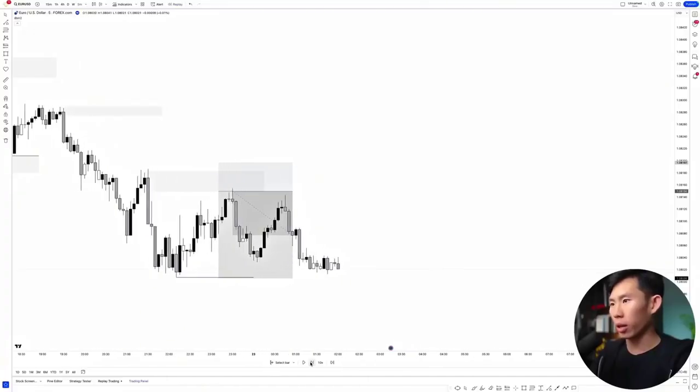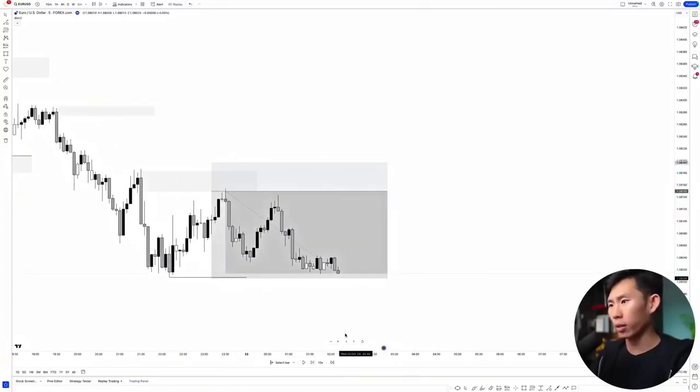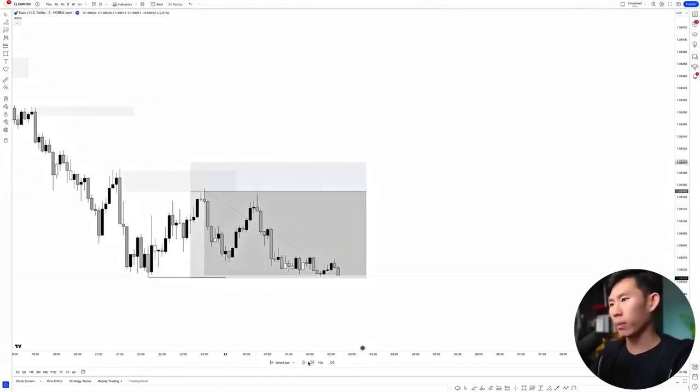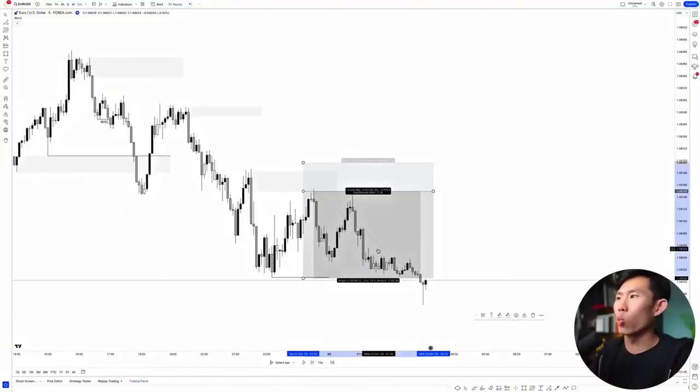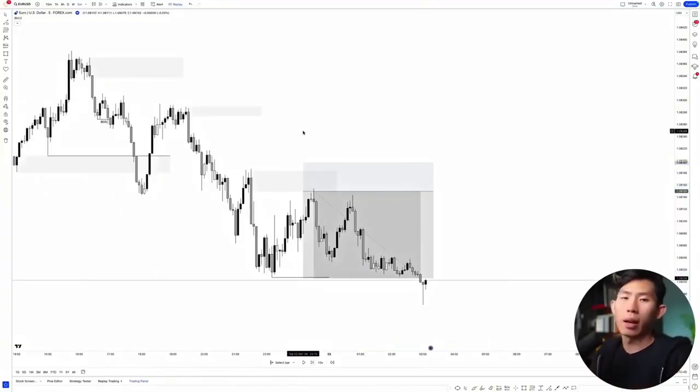Okay, it came down here. I believe we are going very near the take profit. Right. Bam, you hit your take profit right there. Congratulations, you just won 2 trades out of, I don't know, 10.